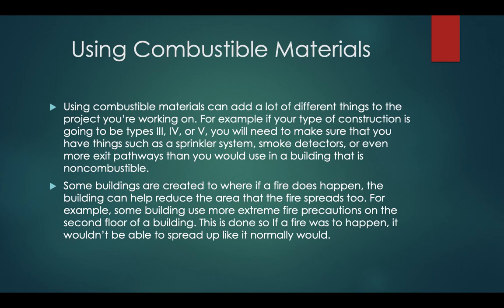Using combustible material, we can add a lot of different things to the project you're working on. For example, if your type of construction is going to be type 3, 4, and 5, you'll need to make sure that you have things such as a sprinkler system, smoke detectors, or even more exit pathways than you would use in a building that is non-combustible. Some buildings are created to where if a fire does happen, the building can help reduce the area that the fire spreads to. For example, some buildings use more extreme fire precautions on the second floor of a building. This is done so if a fire was to happen, it wouldn't be able to spread up like it normally would.